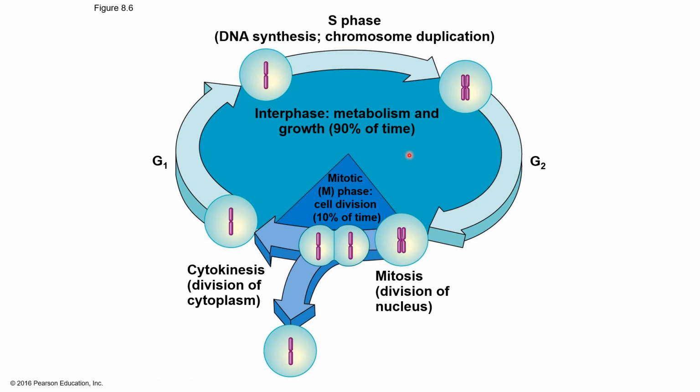So if we say the whole cell cycle is 100%, then interphase is going to be taking 90% of the time, and mitosis or meiosis is going to only take 10% of the time. And during mitosis and meiosis, that's when your cell is going to start to split and divide. During interphase, your cell is not dividing, your cell is just preparing itself to divide.